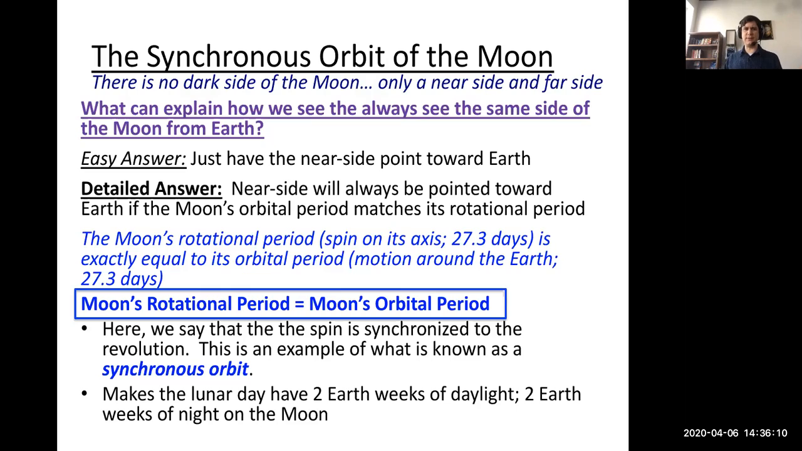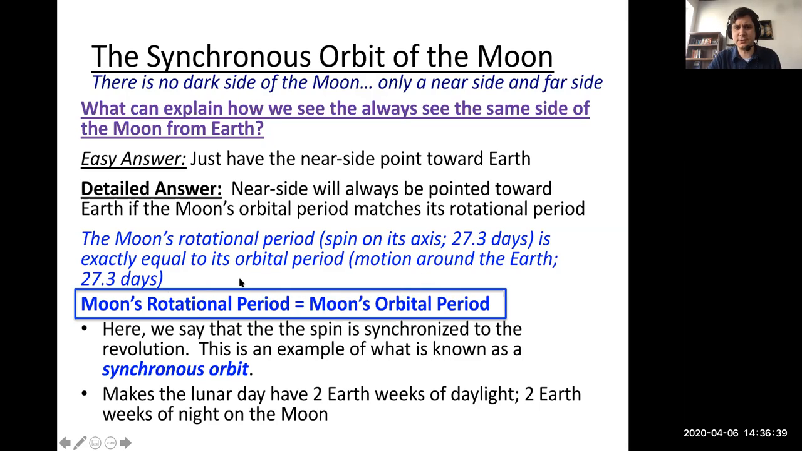So that's our easy way of answering it. The more detailed way is that the near side is always going to be pointed towards the Earth if the orbital period matches the rotational period. And that's what we saw with the moon data: the moon spins around once every 27.3 days, and its orbital period is exactly once every 27.3 days. So the moon's rotational period equals its orbital period.